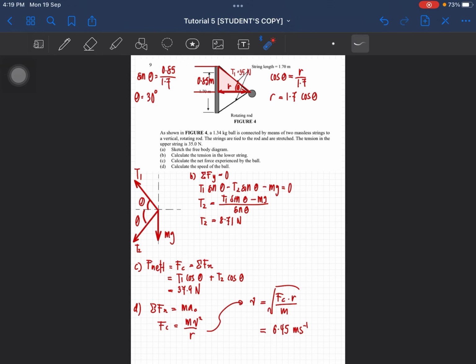Okay, and then the rest of this, I guess the confusing part is whether it is going to be positive or negative. But it is positive if it is towards the center of the circle. That is all you need to remember. Or it follows the direction of acceleration, centripetal acceleration. Okay, that is for question number 9.